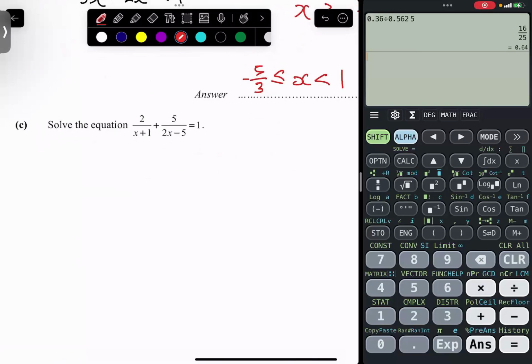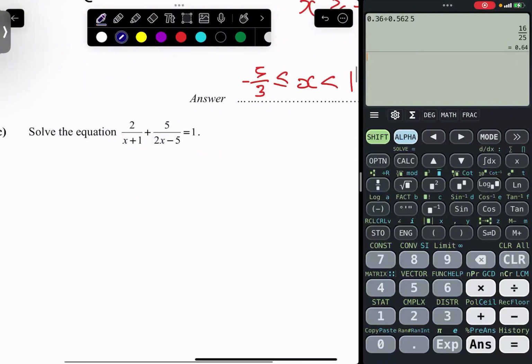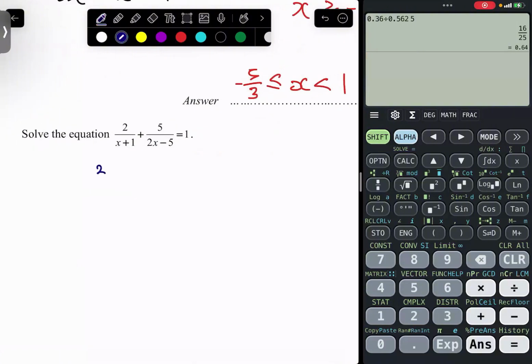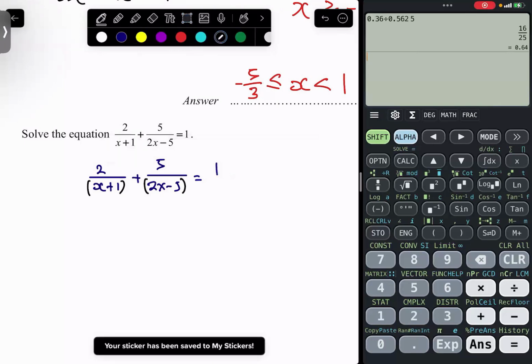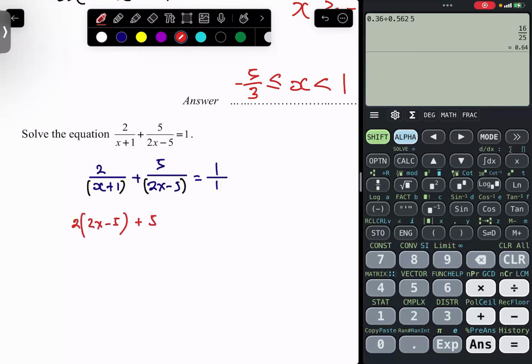Okay, C. Solve the equation 2 over x plus 1 plus 5 over 2x minus 5 equals 1. What can we do here? For this kind of question, I like to be straightforward. So multiply everything by the denominators. 1 over 1, you can write it as 1 over 1. The denominator of 1 doesn't really matter because everyone will have a denominator of 1. If it was a denominator of 2 or 3 or 5, then you need to think that everything also needs to multiply by that denominator. In this case, it will just be 2 receiving the 2x minus 5, 5 receiving the x plus 1, and the 1 receiving both the x plus 1 and the 2x minus 5.